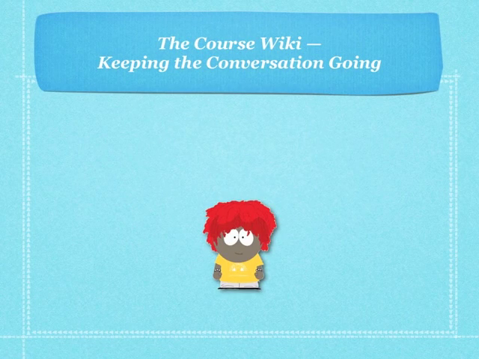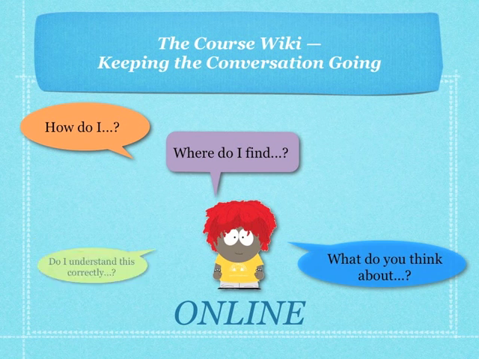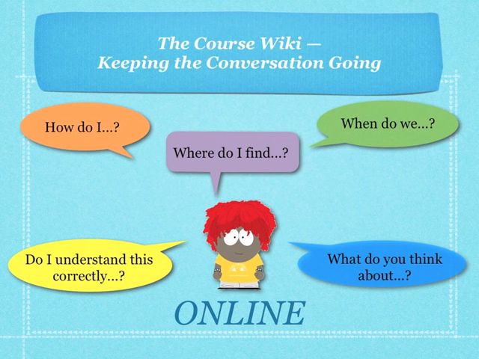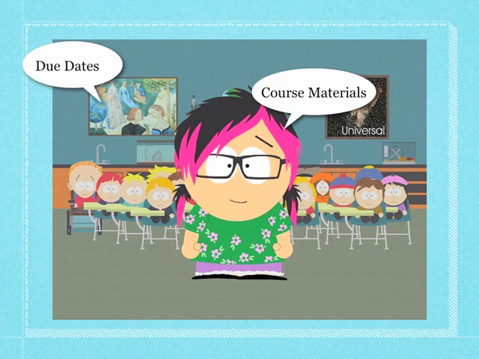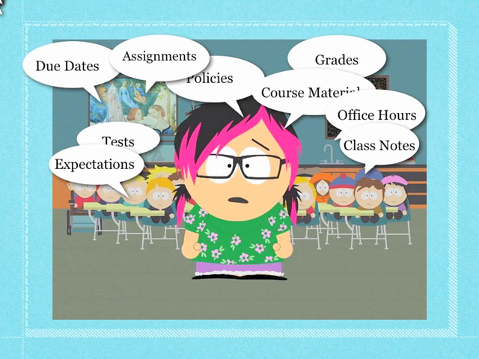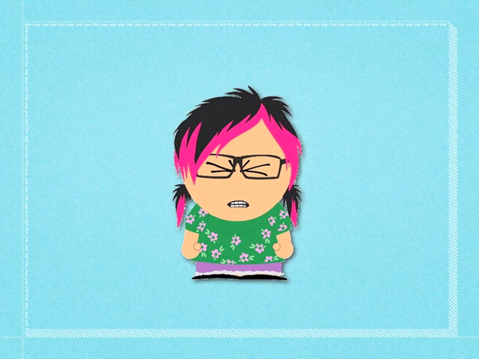A course wiki is really just a way of keeping that conversation going online. Imagine all the questions your students have after that first class meeting, and they don't get to answer any of them until they see you the next time. Due dates, course materials, expectations, office hours, grades, policies, all that information, it can sometimes be overwhelming when it comes in 20 pages of paper document.